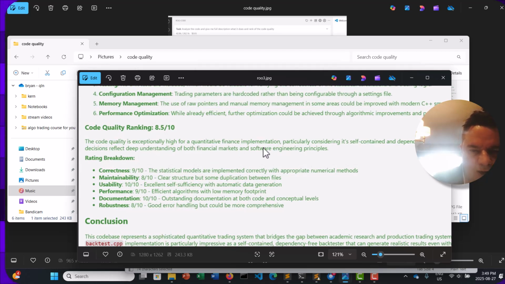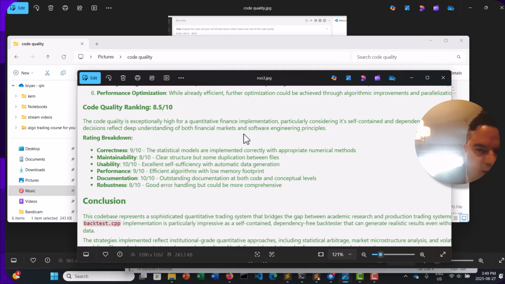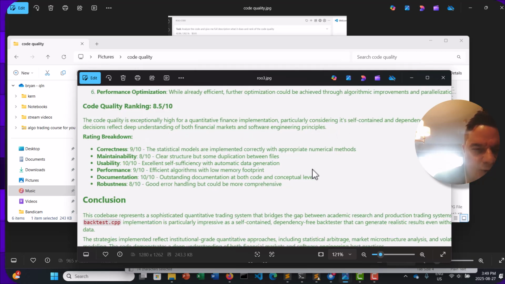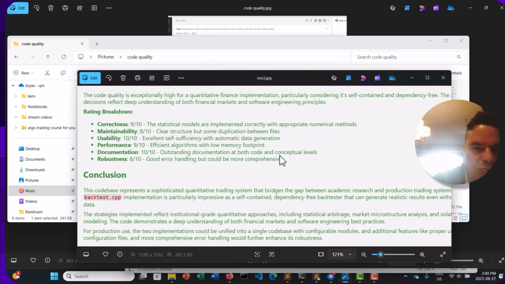Code quality is exceptional for quantitative finance implementation, particularly considering it's self-contained and dependency-free, which is what you want. Design reflects understanding of both financial markets and software engineering principles. Correctness, 9 out of 10. Statistical models implemented correctly with appropriate numerical methods. Maintainability, 8 out of 10. Clear structure, but some duplication between files. Usability, excellent, self-sufficient with automatic data generation. Performance, efficient algorithms with low memory footprint.